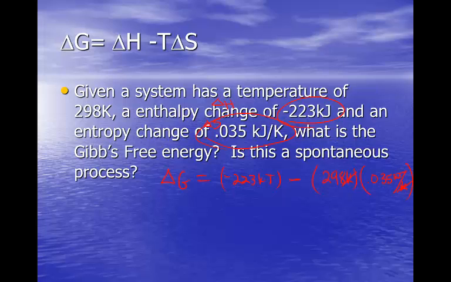Clear that, negative. Oh, it's not point. Negative 223 minus, parentheses, 298 times 0.035 close equals. The answer is negative 233.43, and that's going to be kilojoules of energy. So delta G is negative. What does delta G negative mean? It means it is spontaneous. Yes. Why? Because delta G is negative, which means free energy. This much free energy is released into the system after that chemical process.